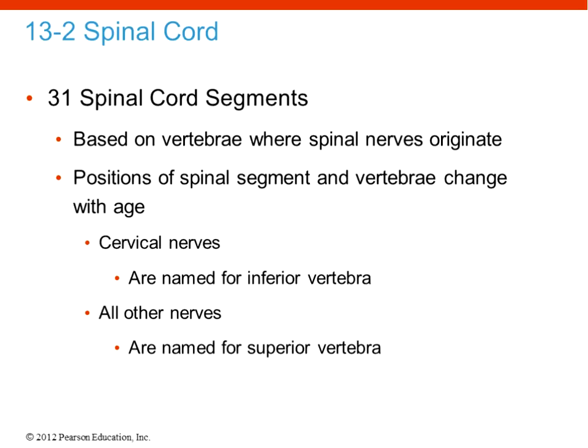Okay? There are 31 spinal cord segments based on where the vertebrae and the spinal nerves originate. The cervical nerves are named for the inferior vertebrae. All the other nerves are named for the superior vertebrae. And you see these spinal nerves, and you're learning that in lab right now. When you look at the vertebral canal and you see the vertebrae line up with one another, it creates what are called intervertebral foramina as these adjoining vertebrae come together, allowing for openings for these nerves to exit from the spinal cord.